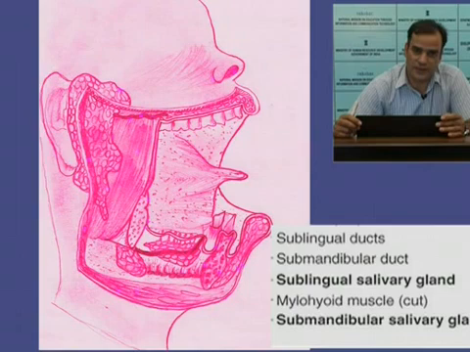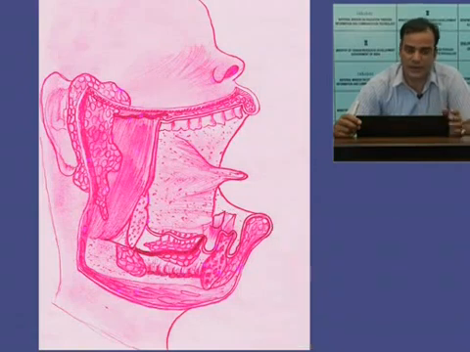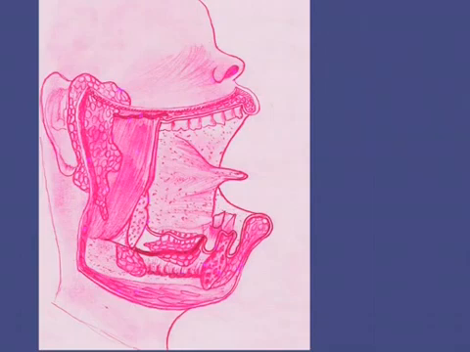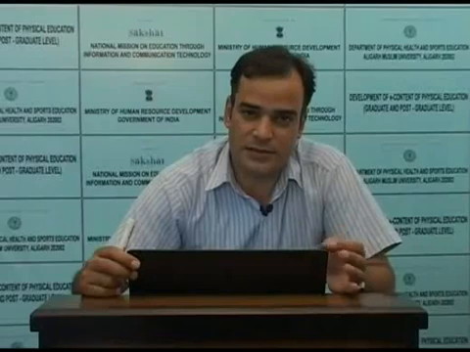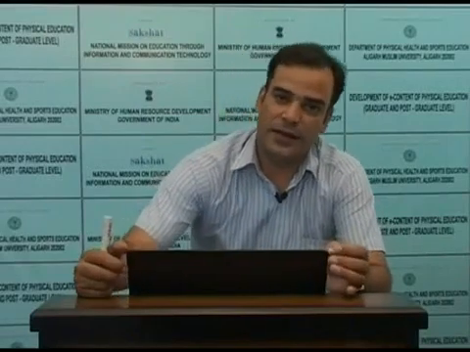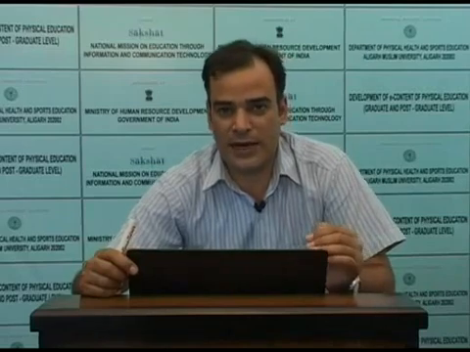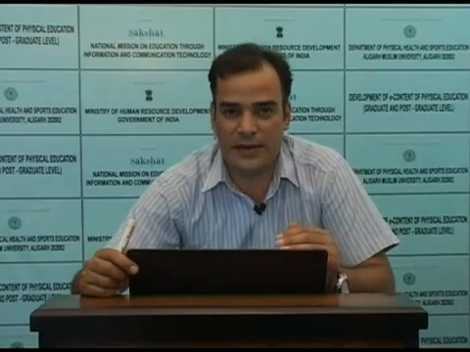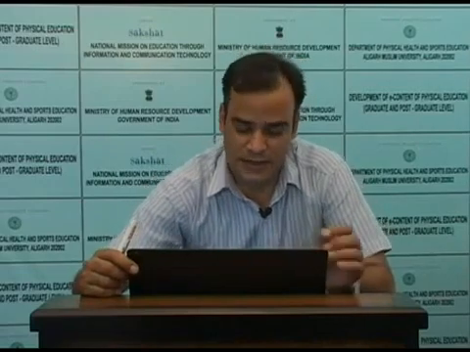So we can say that salivary glands are the accessory glands of the digestive system that secrete saliva. Salivary glands can be divided into 2 groups: major salivary glands and the smaller minor salivary glands. Major salivary glands are of 3 types: parotid glands that are located at the root of the ear, then submandibular glands which are located beneath the mandible, and sublingual glands that are located beneath the tongue.